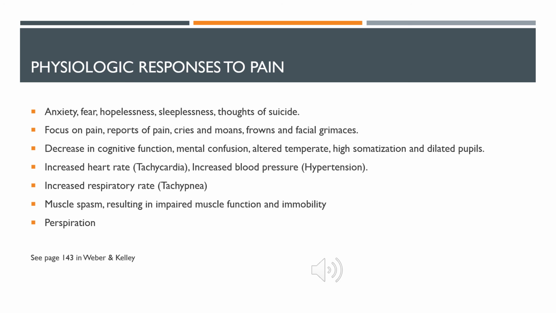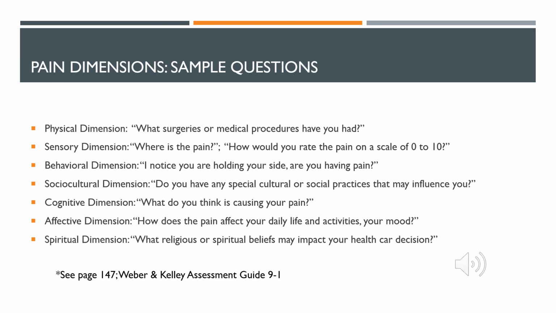Again, like we talked about in the last slide, they can have an increased heart rate, increased respiratory rate, which is tachycardia, tachypnea, and hypertension. They might have perspiration, which is diaphoresis, muscle spasm, to the point where, if they're in so much pain, I don't know if you've ever had a pain where it's kind of thrown you to the floor, or you've had difficulty standing because of that pain. And that's that physiologic response to the pain.